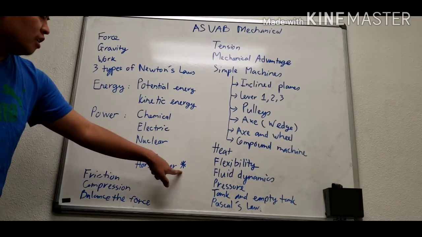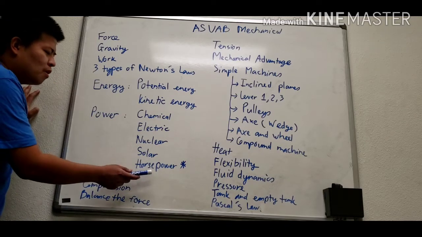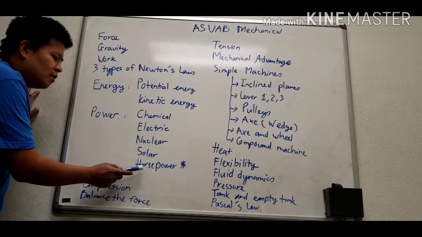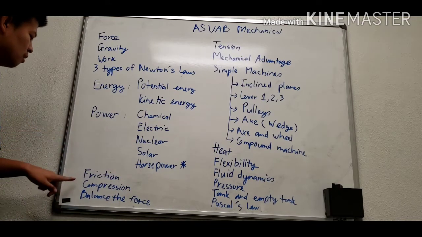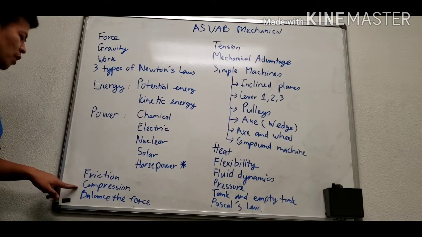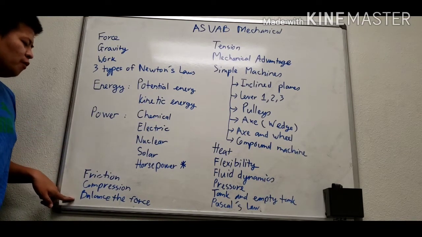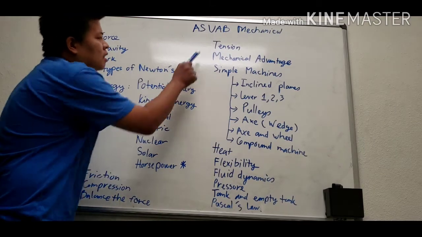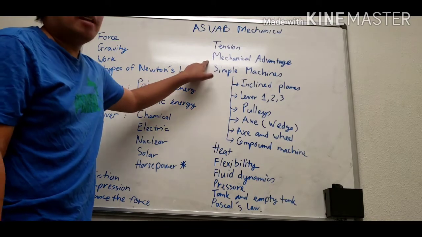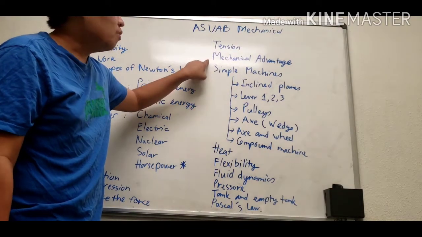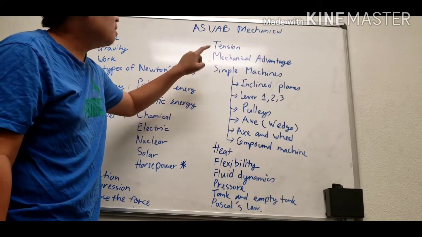Here I put a star because horsepower will appear on the test many times. Horsepower is so important. Then friction, compression, balance, the force, tension, and mechanical advantage. Mechanical advantage is so important too. They will appear many times on the test.